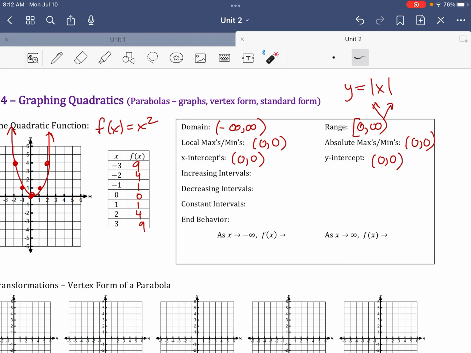And increasing interval. So remember, increasing is a positive slope. So that's this side right here. As you move from left to right, the y value is going up. So that happens from 0 to infinity. The decreasing interval is here. As I move from left to right, the y value keeps going down. Right? So that's -infinity to 0. And constant intervals, none. And end behavior. Well, right now, parabolas always have the same thing on both ends. Like both ends are going up here. Or if it's upside down, both ends are going down. So for right now, it's both positive infinity.